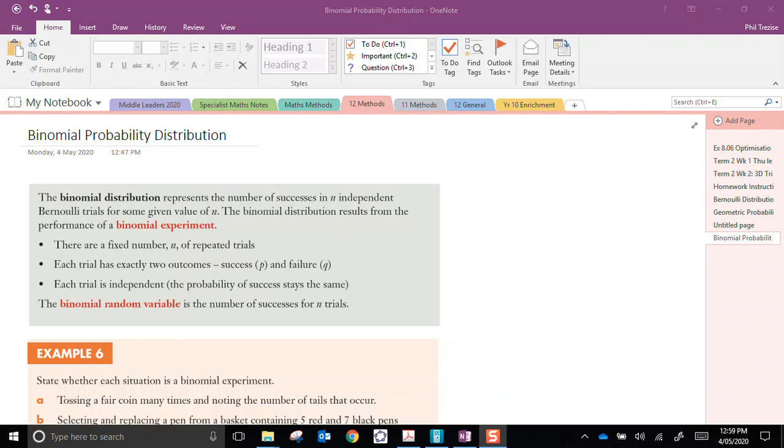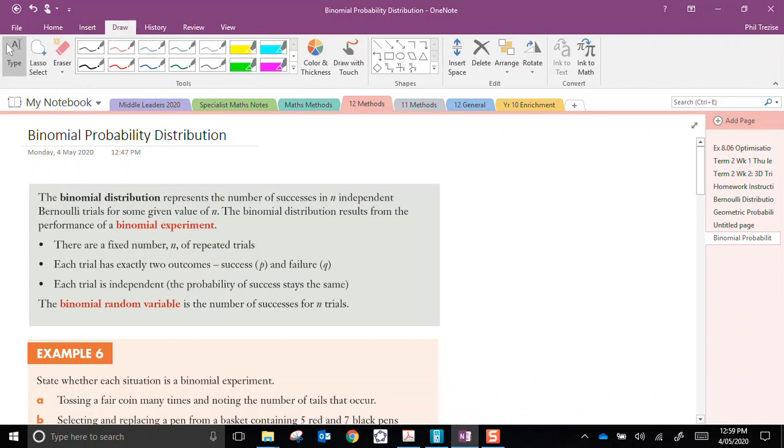Hi everyone. This lesson is about the binomial probability distribution. So we'll begin with a bit of a definition here, which is in this grey box. The binomial probability distribution must consist of a fixed number of trials, and we call that number n. So that's important. Without that, these rules won't apply.